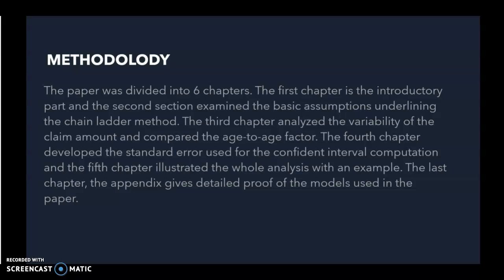The whole paper actually is in 6 parts. The first part is the introduction. The second part analyzes the assumptions under the chain ladder method. And the third and the fourth parts go into the variability of the claim amounts and comparing the age-to-age factors. And the fourth and the fifth chapters give an illustrative example to demonstrate how the formulas discussed in the previous chapters are used. And the 6th chapter is the appendix, the detailed proof of the formulas that have been used in the paper.